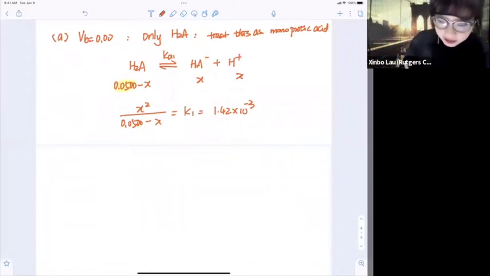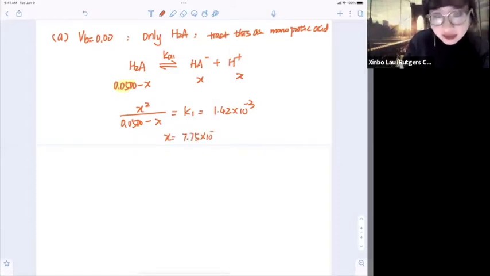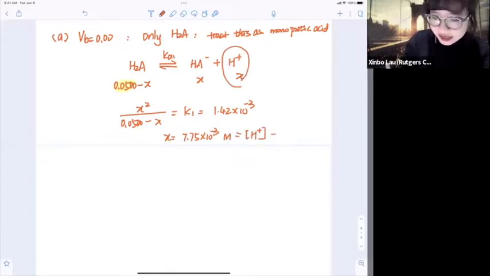so that it's easier for you to do the math part. I'll just show you that x will be solved as 7.75 times 10 to the power of -3, which equals the concentration of proton. Then take a negative log, and we can calculate pH equals 2.11.